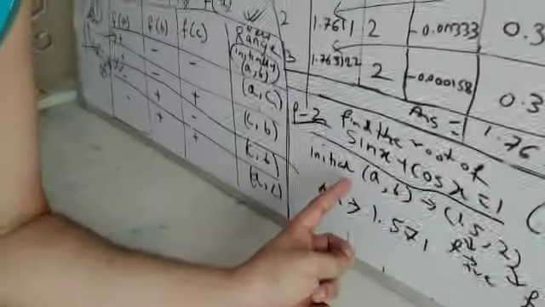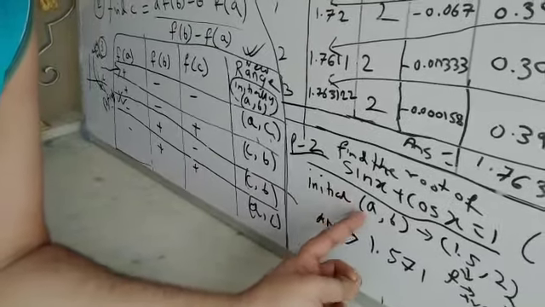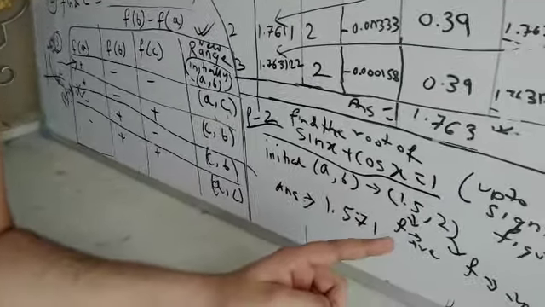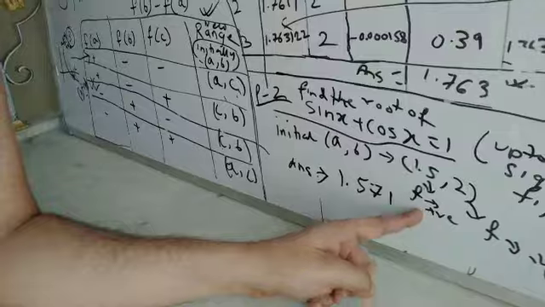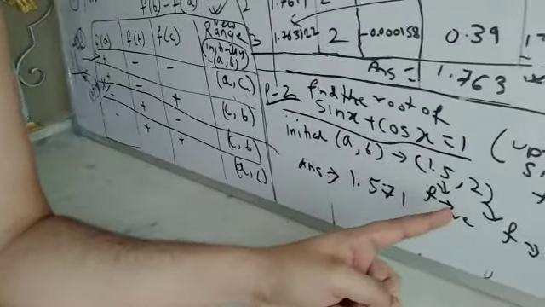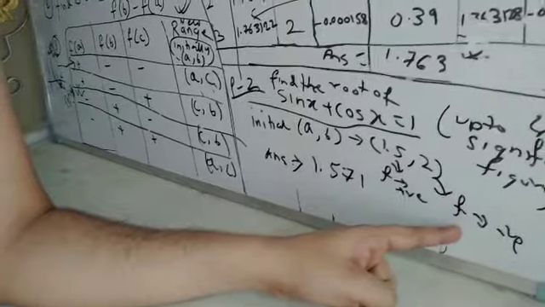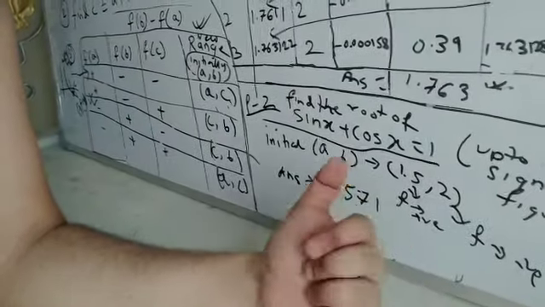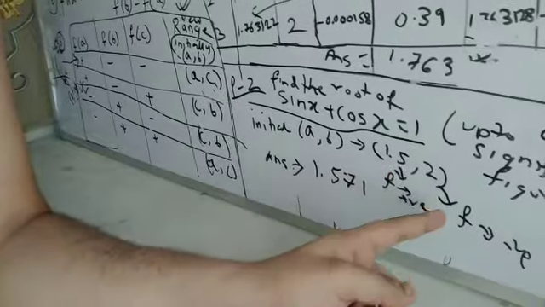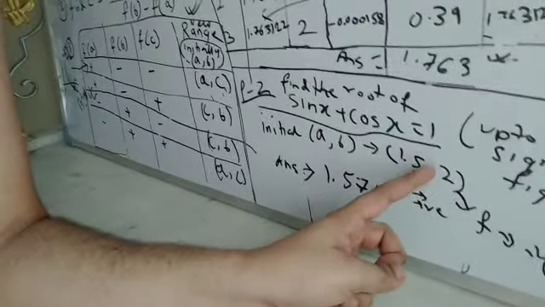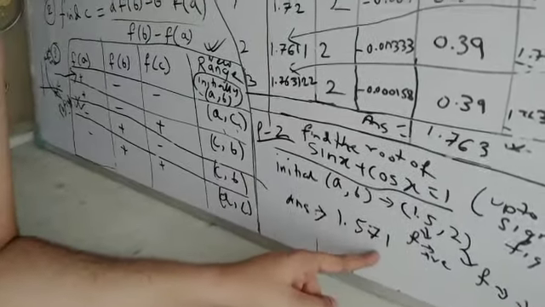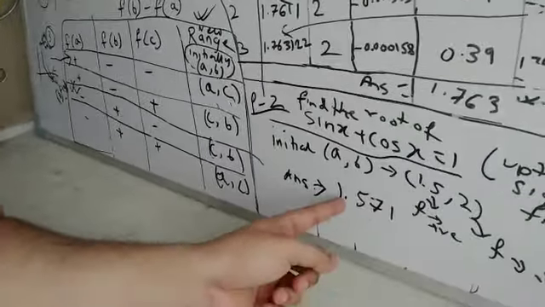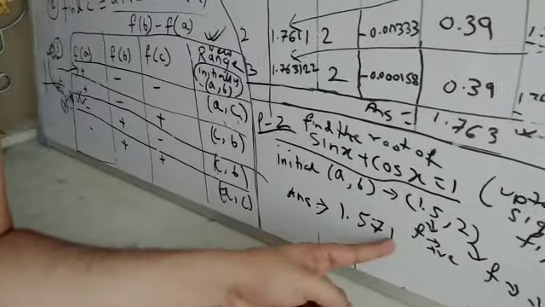So if you solve this, you will see the initial range A to B is 1.5 to 2. If you choose A as 1.5, then my F will be positive. You can do it at home. And if I choose B to be 2, then my F is negative. So the initial range will be 1.5 to 2. That means the root should lie between 1.5 and 2. Fine. So if you do the same process, you will get the answer to be 1.571. Okay. 4 significant figures means this one will be included. So 1, 2, 3, 4.